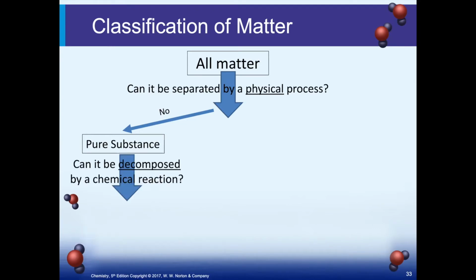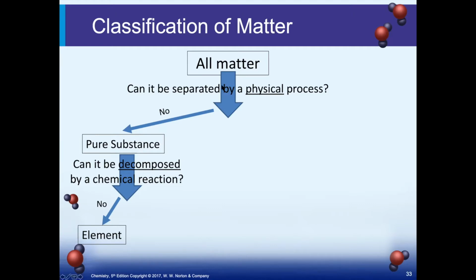Now, if you do have a pure substance, that's not the end of the story. You need to decide whether that pure substance can be decomposed further by some sort of chemical reaction or chemical process. And again, if that answer is no, then what you have is an element. It can't be decomposed any further by some sort of chemical process.